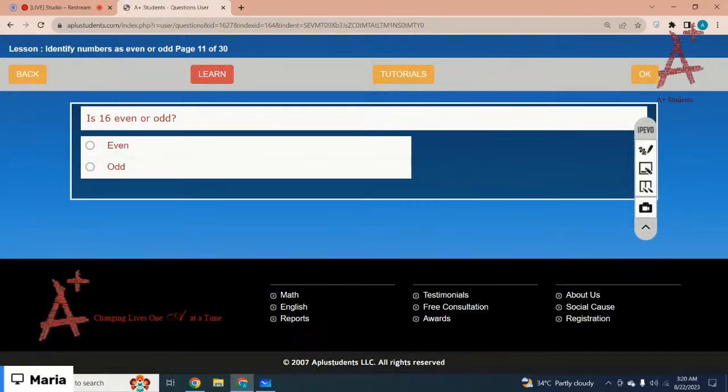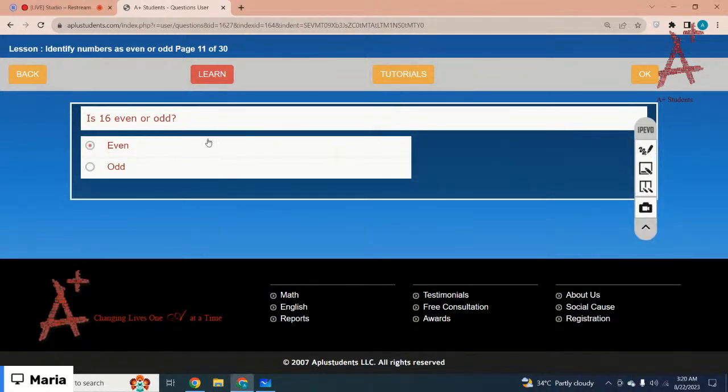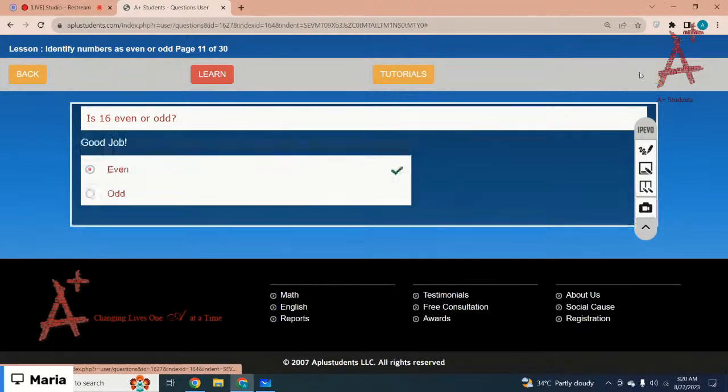Okay, is 16 even or odd? 16 is a two digit number, right? So here you have 6. 6 is an even number, right? That means 16 is an even number, because you have 6 at the ones place. So 16 is also an even number, right?